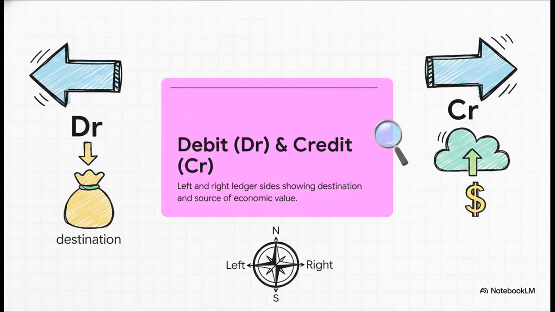Before we can even touch the rules, we have to understand the playing field. And a really interesting point here is that debits and credits, they aren't good or bad. People get tripped up on this constantly. They're simply directional flows, exactly like left and right on a map. Debit, which is usually noted as DR, is the left side, the destination of economic value. Credit, or CR, is the right side, the source. Keep that little compass in your head as we move forward.